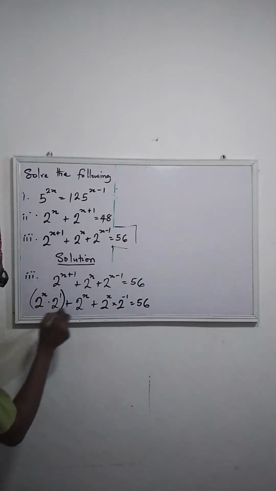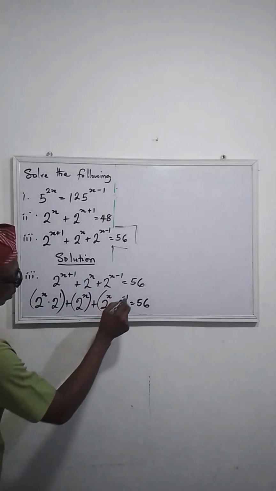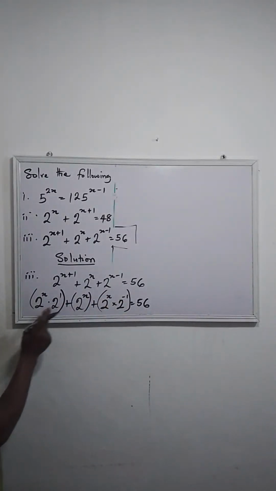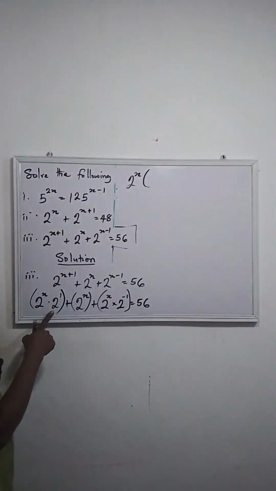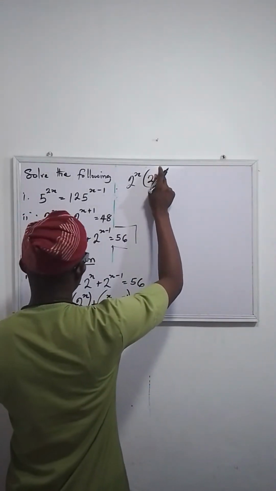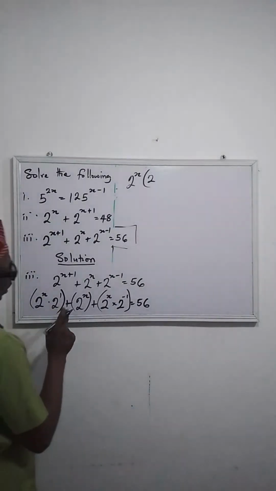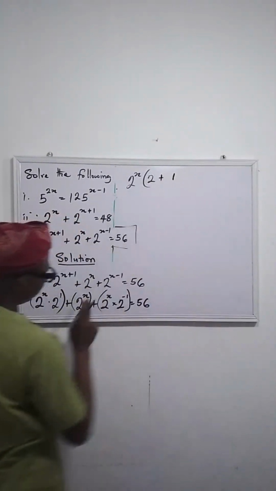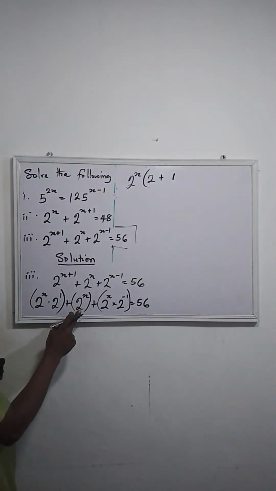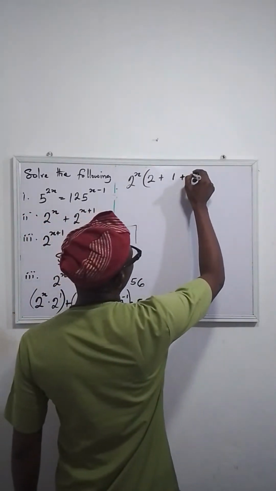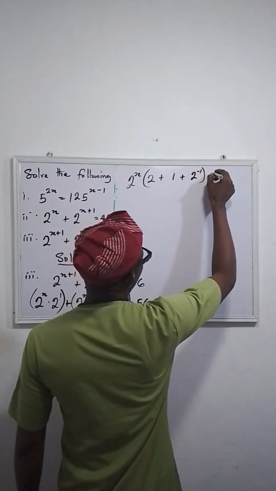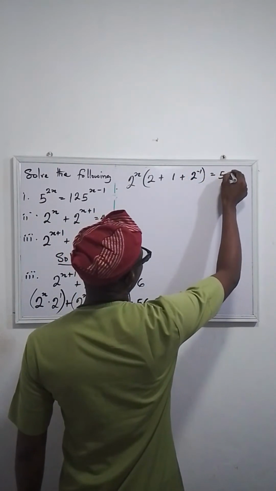Now look at the three terms. This is the second one, and this is the third one. Now let's factor out the common term, that is 2 raised to the power of x. So when you factor that out, here you are left with 2 raised to the power of 1, plus 1. When you divide 2 raised to the power of x by 2 raised to the power of x, you have 1. So plus, now the last one, that is 2 raised to the power of negative 1. Everything equals 56.